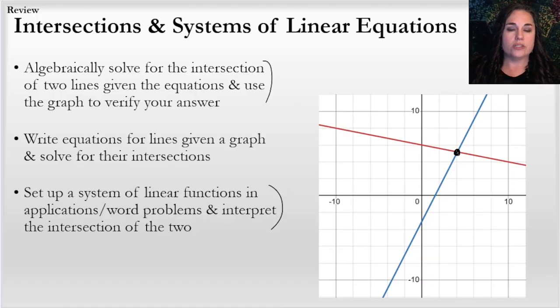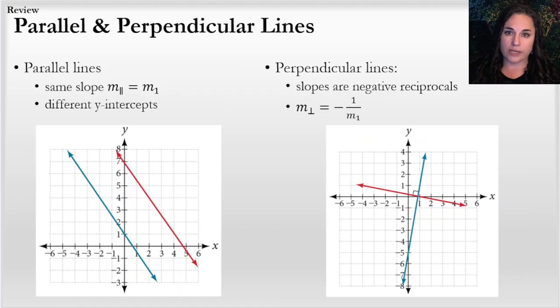We started intersection of lines with understanding the difference between parallel and perpendicular lines. Parallel lines have the same slope, so whatever the slope one line has, it's the same as for the other line. They have differing y-intercepts. Perpendicular lines have negative reciprocals for slopes, and perpendicular is negative 1 over the original slope. For example, if my original slope was 5/2, the perpendicular line will have a negative 2/5. I invert it and I take the negative of it.